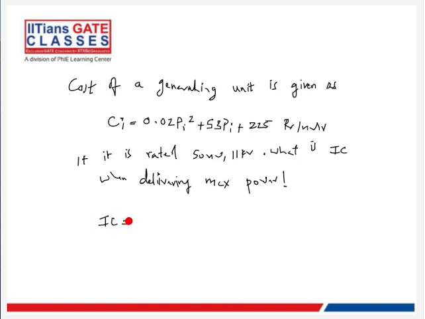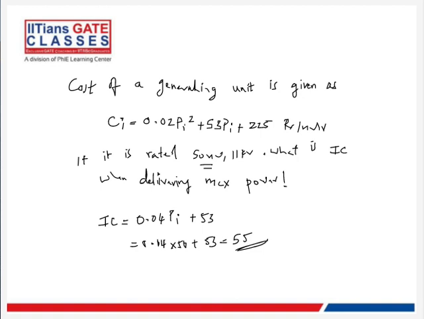What is incremental cost? You take the derivative of this. So it will be 0.04 Pi plus 53. And what is the maximum power that can be generated? It will be 50. So if you substitute that, you will get 0.04 into 50 plus 53. So is that clear?